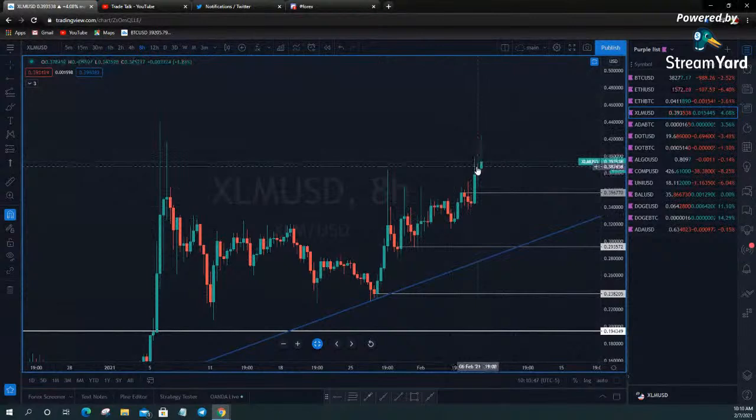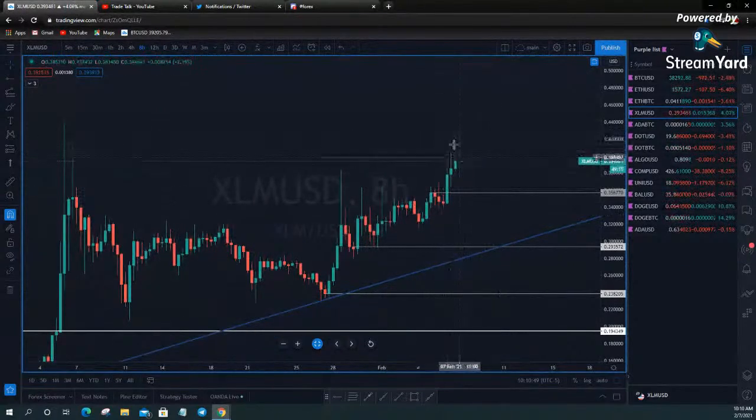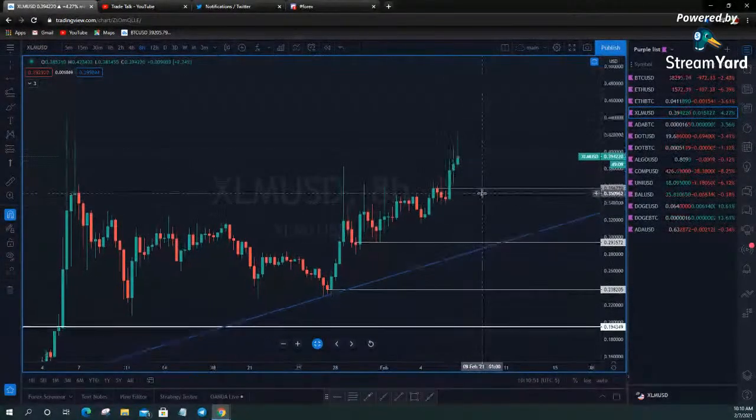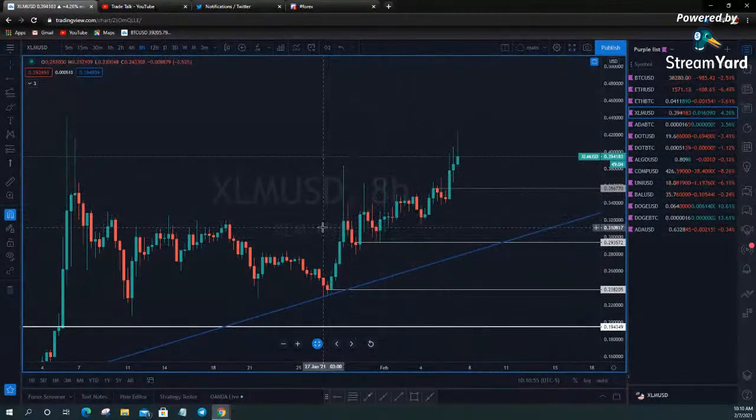This is what I'm trying to teach you guys. Do not buy breakouts. All right. Real traders, pro traders, we buy pullbacks. I'm going to get it to Doge, and then I'll answer some questions.